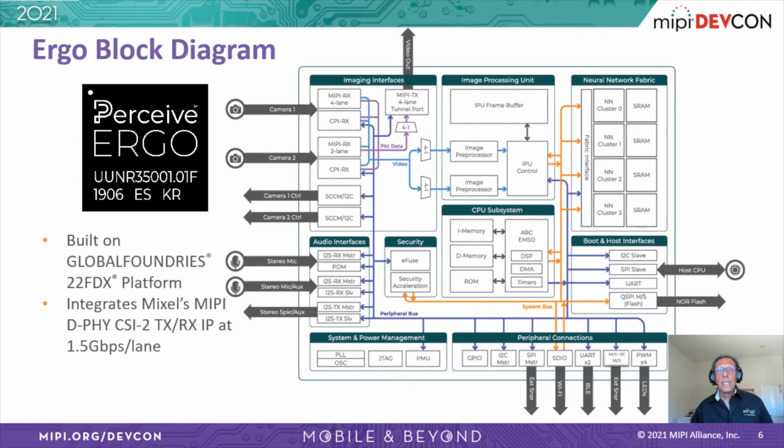You can also see the Ergo's image processing unit in the top center, which processes raw images from the camera to make them more readily usable by the neural network fabric. It does functions like scaling, cropping, and color space conversion.